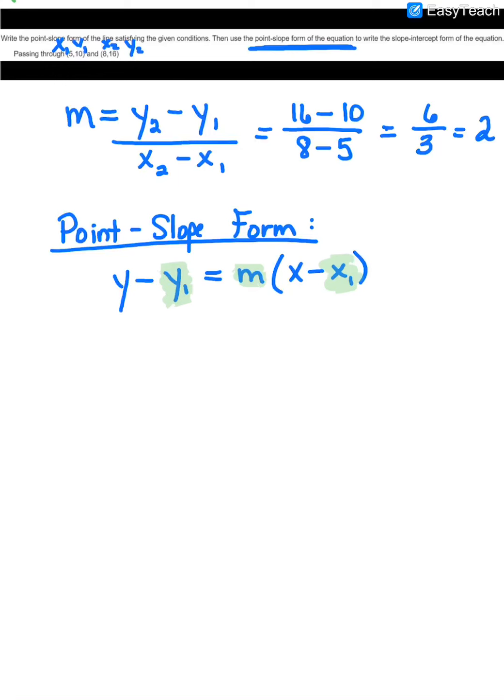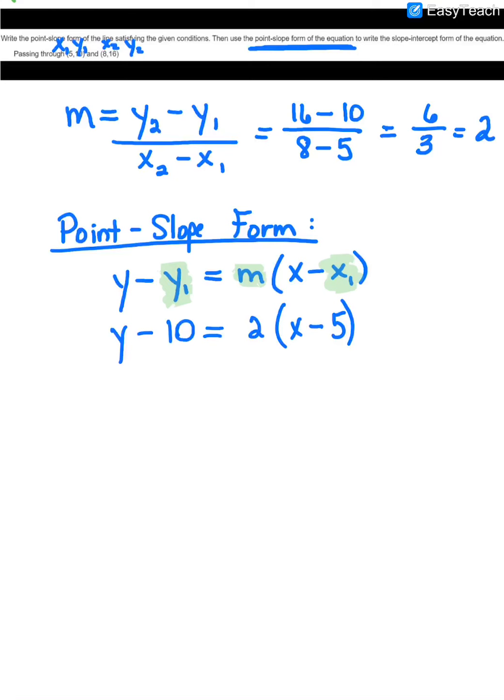So let's do that. So y minus, if we want to stick with what we labeled as y1, that was our 10, but it really doesn't matter which point you use to plug in there as long as you use the points from the same ordered pair. Okay, our slope was 2, and then we have x minus my x value, which was 5. So that would be the equation in point-slope form.